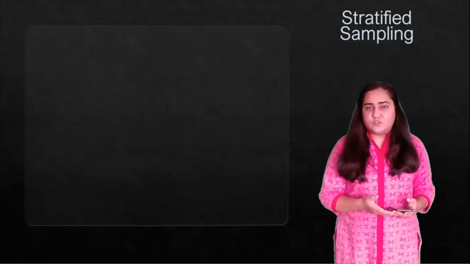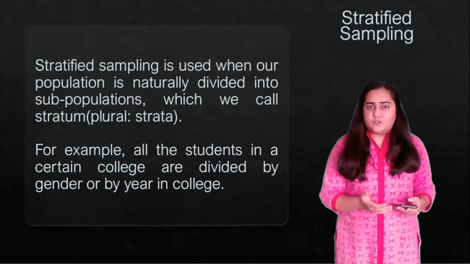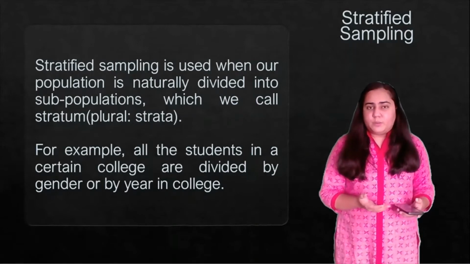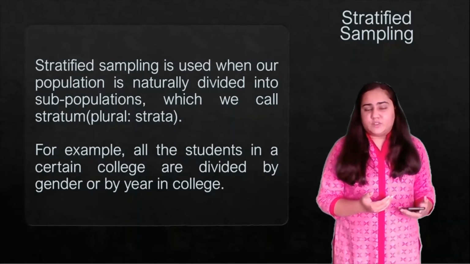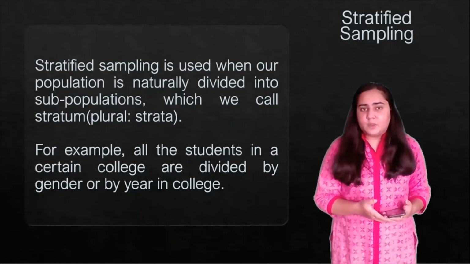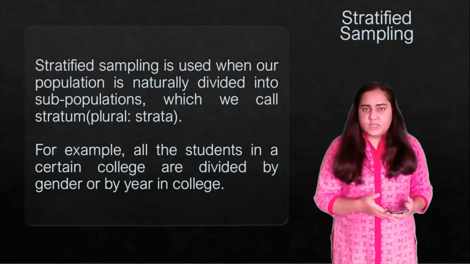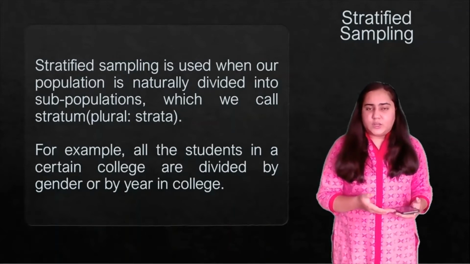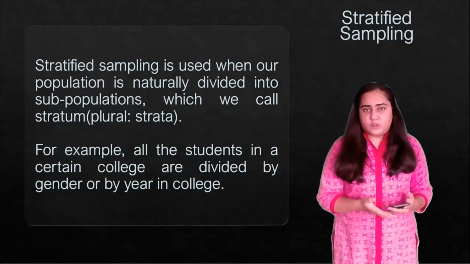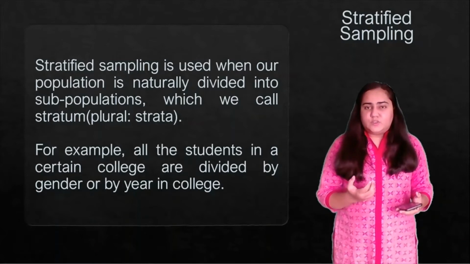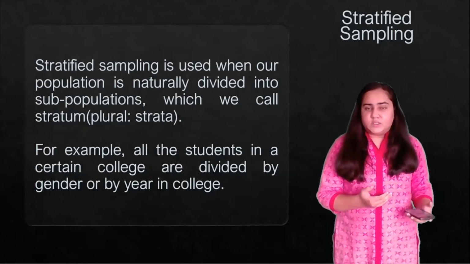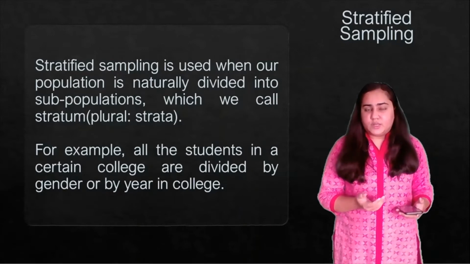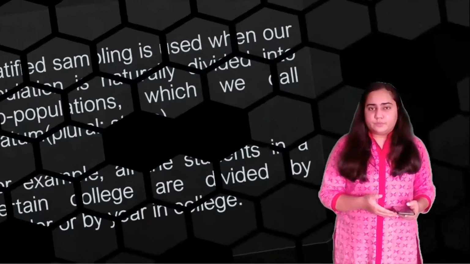The next type of sampling we have is a stratified sampling. A stratified sampling is used when the population is naturally divided into subpopulations, which is known as a stratum, and the plural of that is strata. An example of this is when all students in a certain college are divided by gender or are divided by year in the college. So this is a strata, this is not a cluster. So there's a difference between a cluster and a stratum.